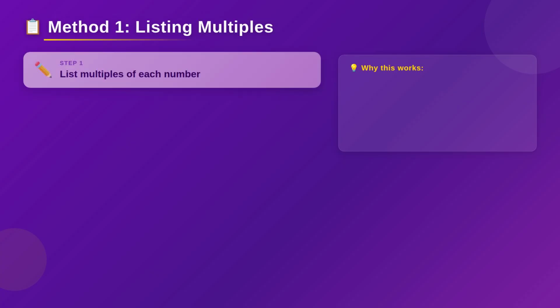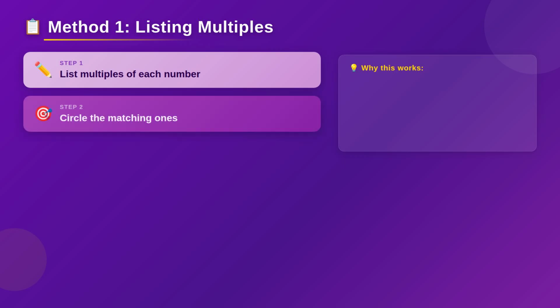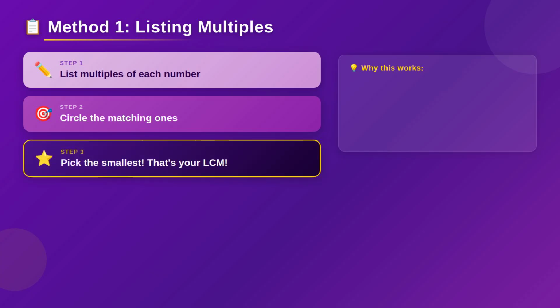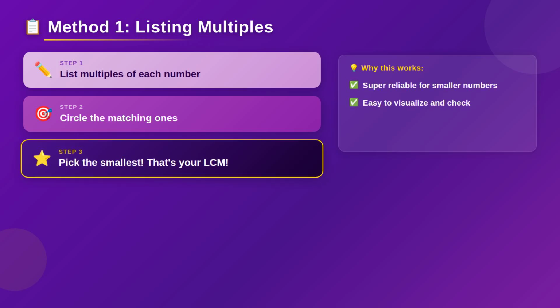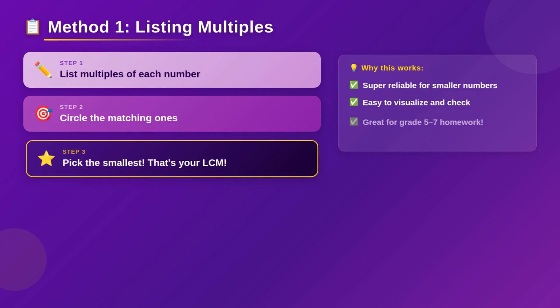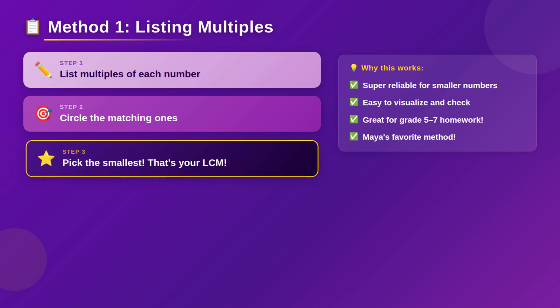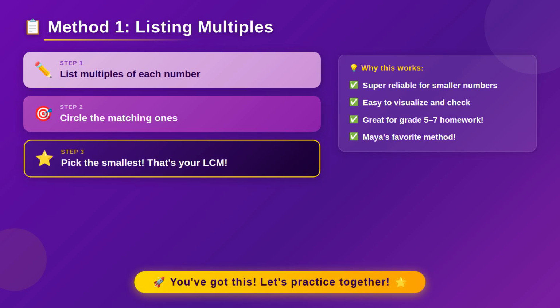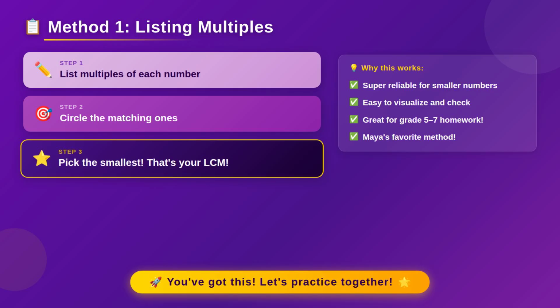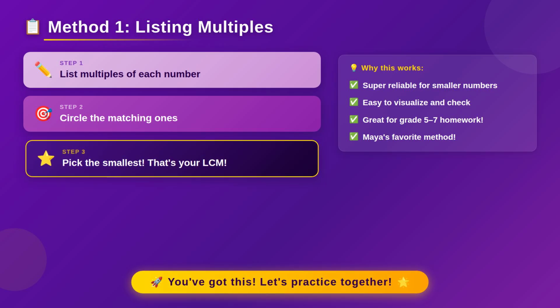Let's learn our first method for finding the LCM, listing multiples. It's exactly what it sounds like. Step 1, write out the multiples of each number. Step 2, scan both lists and circle the numbers that appear in both. Those are your common multiples. Step 3, pick the smallest one you circled. That's your LCM. This method is super reliable and great for smaller numbers.